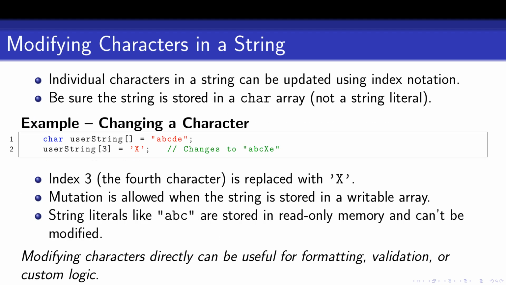C strings are mutable when stored in character arrays, which means you can change individual characters using their index. For example, if you have char userString[] = "ABCDA", you can change the fourth character by assigning userString[3] = 'X', turning the string into ABCXA. This is only possible if the string was declared as an array, not a string literal. String literals are stored in read-only memory, and trying to modify them can cause undefined behavior.